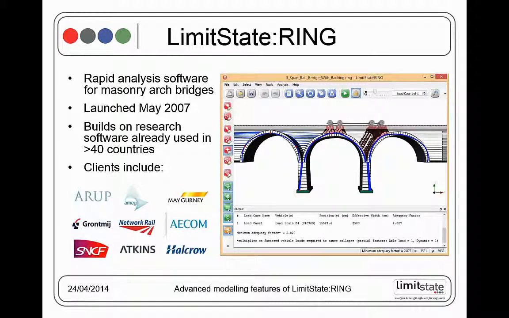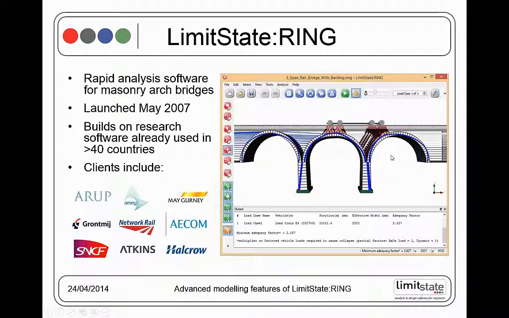LimitState RING has been around as LimitState RING since 2007, but it builds on research software which was made available in 2001 and is very widely used around the world. Clients for LimitState RING are numerous. There's a handful shown here.